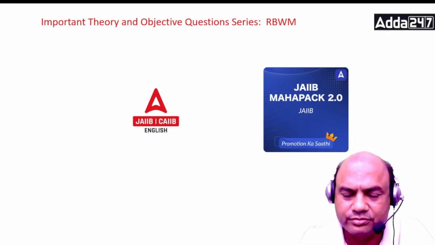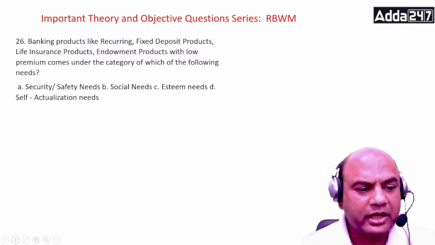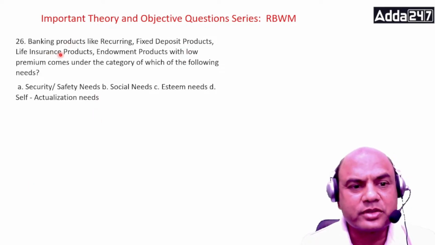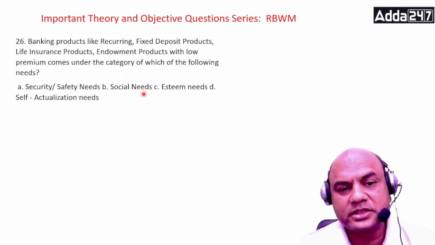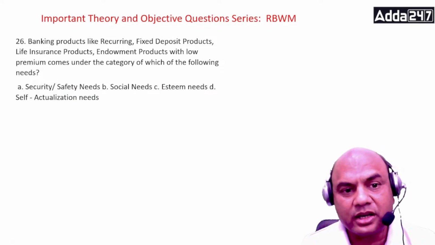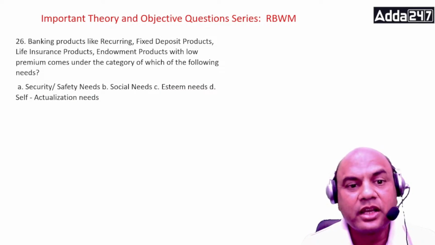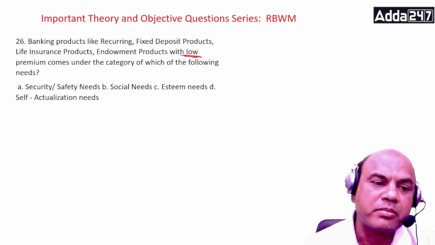Okay, let's move on. Banking products like recurring deposits, FDs, life insurance products, endowment products with low premium come under the category of which of the following needs: security, safety, social needs, esteem, and self-actualization? So look at the question first. Recurring, FD, life insurance, endowment with low premiums. Here, this is the main point: low premium. Come under which?